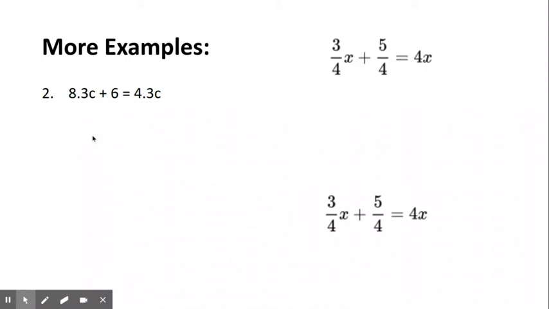It's got decimals in it, but the idea of solving this is the same. I'm actually going to have you go ahead and try this first before we go through it. So go ahead, pause the video now and try solving this equation for C.